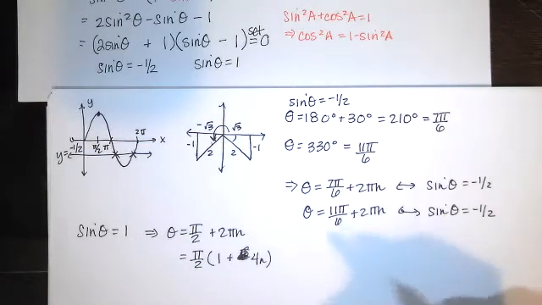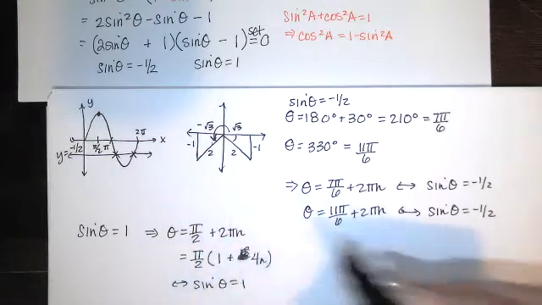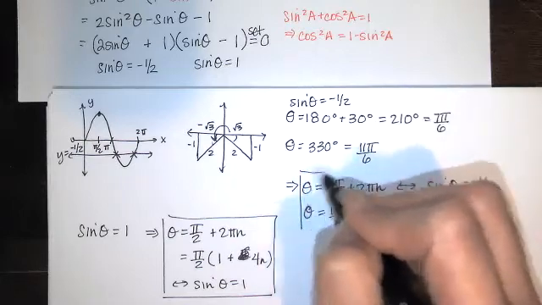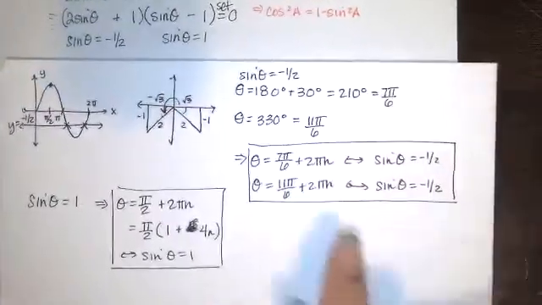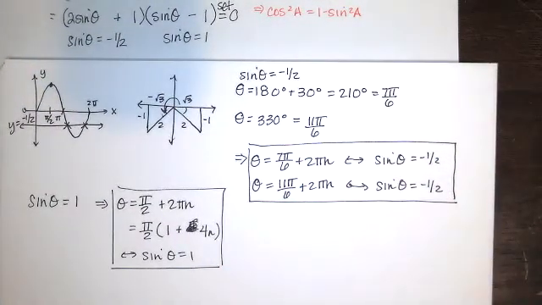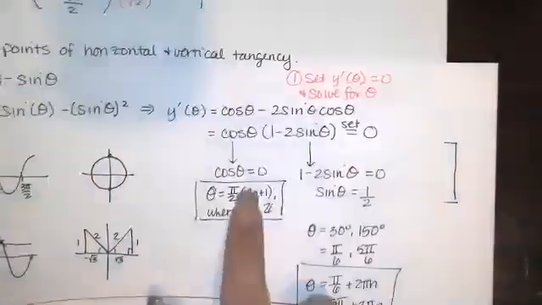Okay, so let's sort of get all of this together. This is sine of theta equals 1. These are the values of theta that give us sine of theta equal to 1, and also x prime equals 0. And these give me sine of theta equal to -1/2, and y prime, or excuse me, x prime equals 0. And these give me y prime equals 0.